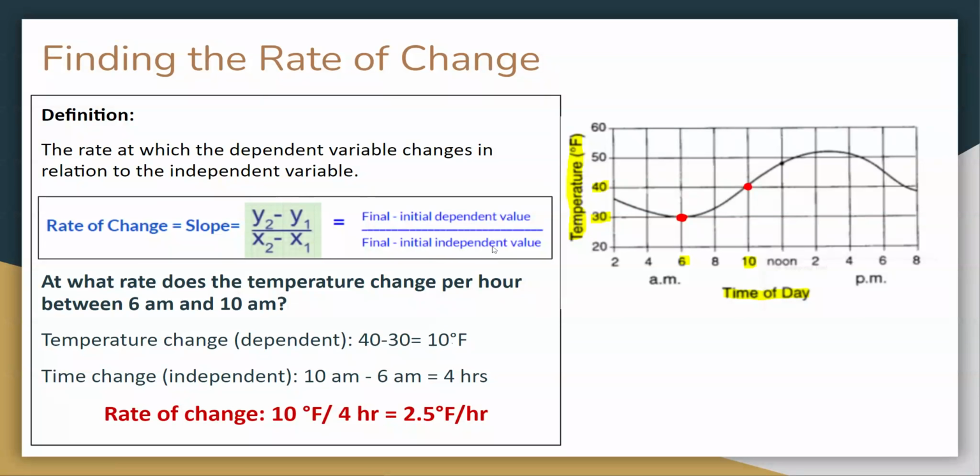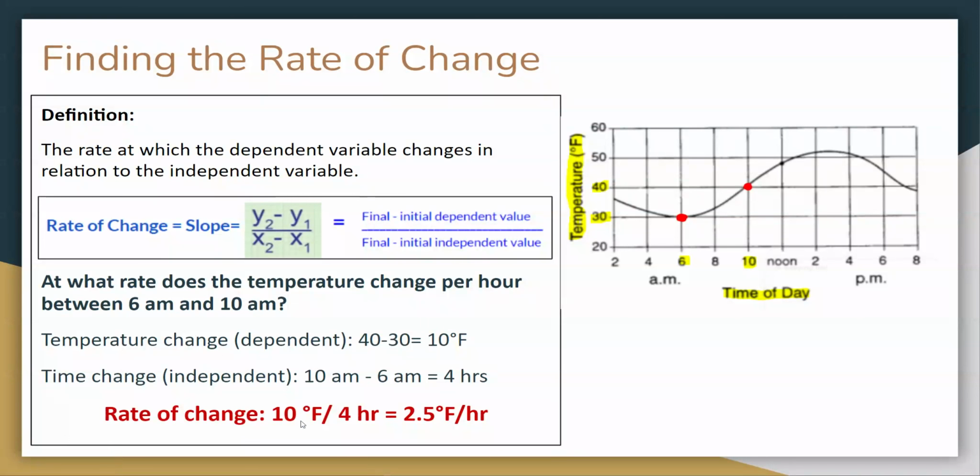Next, I need my denominator, which is final minus initial independent variable, which is time. So my final time is 10 a.m. minus my initial time, which is 6 a.m. That gives me 4 hours, since I'm asking for the temperature change per hour. So that's what I'm trying to see, how many hours have passed. So now that I have my change in temperature for the top and my change in time for the bottom, I can just plug it into the equation.